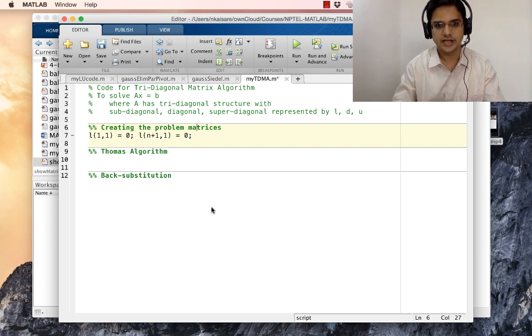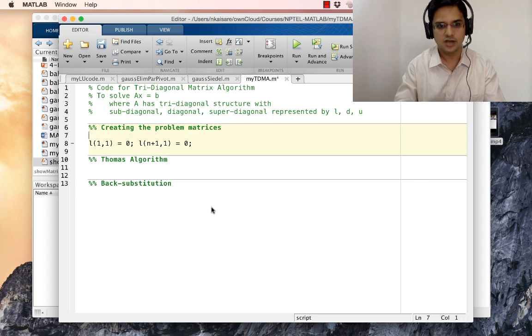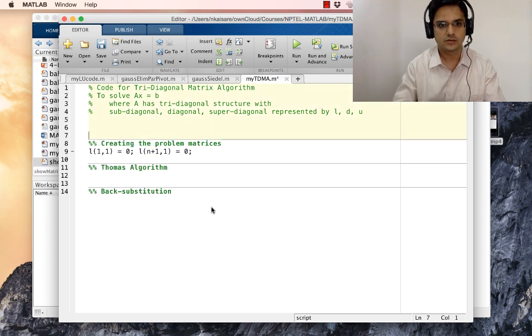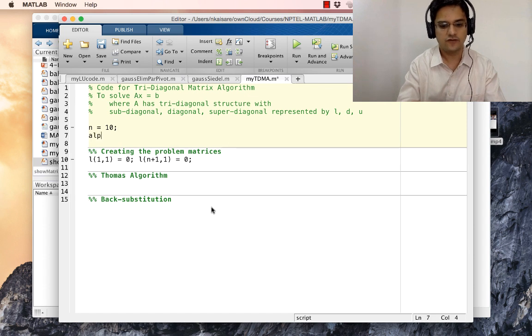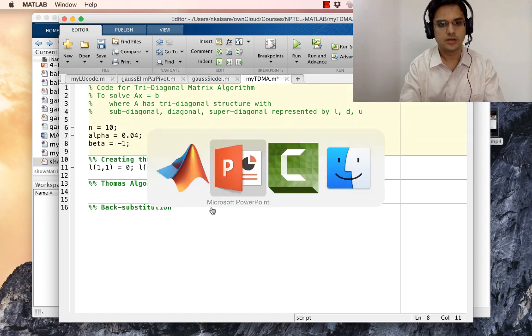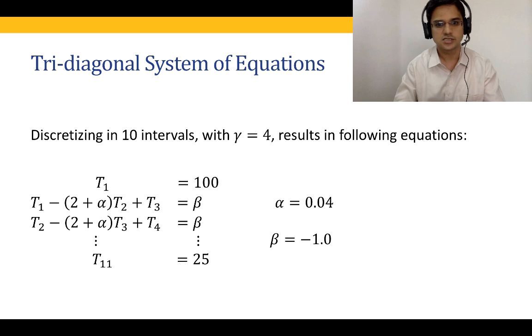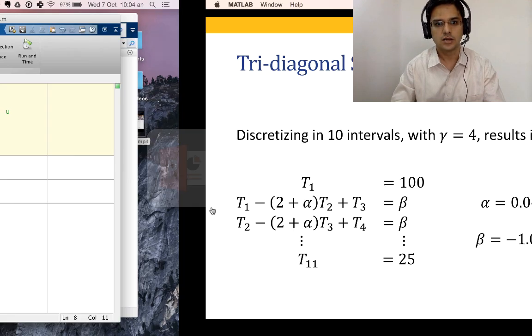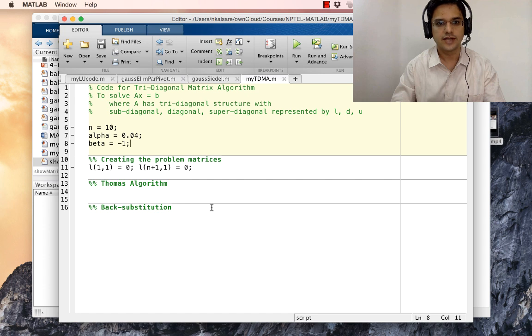We need to create n first. In this case, our n was equal to 10, our alpha was equal to 0.04, and our beta was equal to -1. Let's just check those things. Alpha equal to 0.04, beta equal to -1, and n equal to 10.